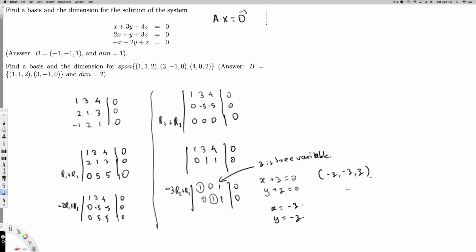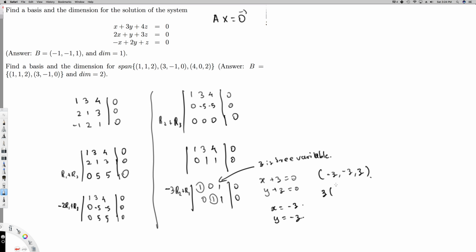So this is not the final answer, because z can be any real number, right? We don't want that situation. We want the simplest form when they ask for a basis. So in this case, what we have to do is take the z common.